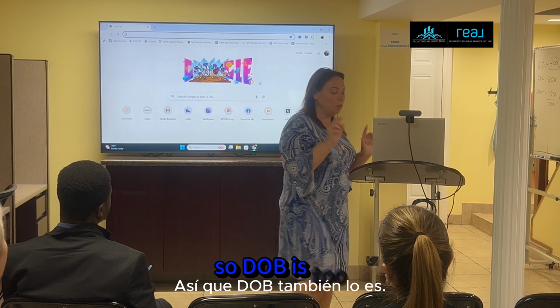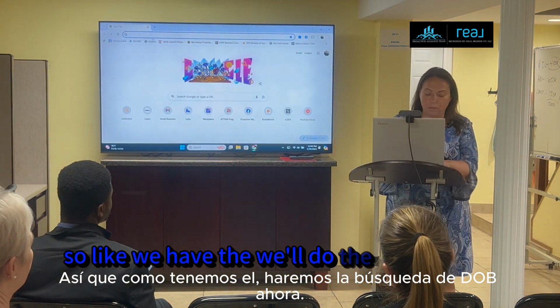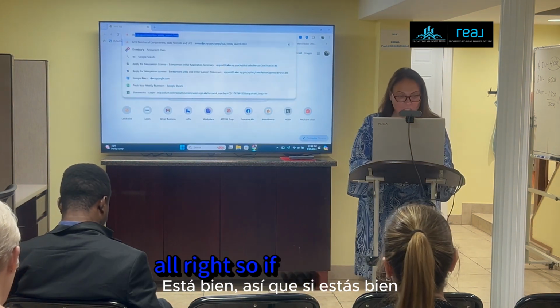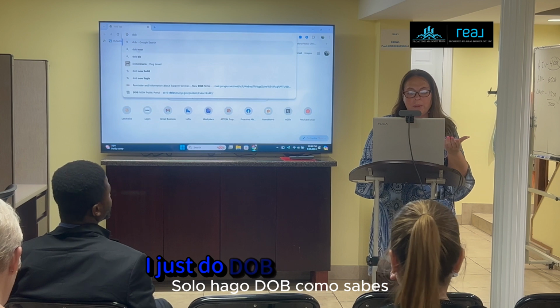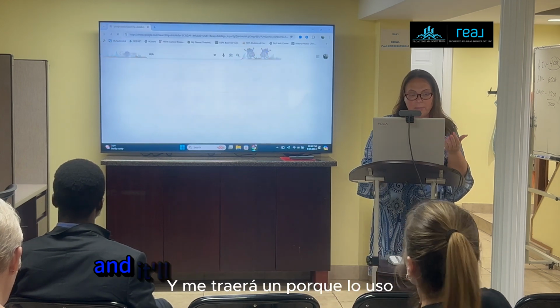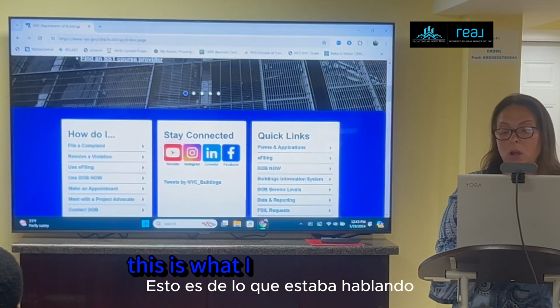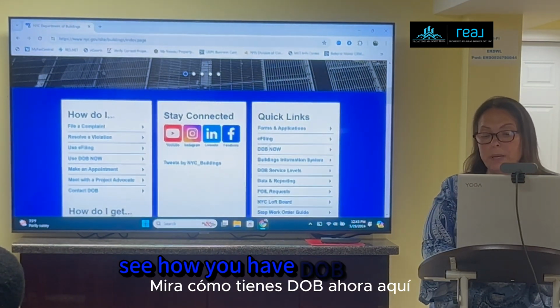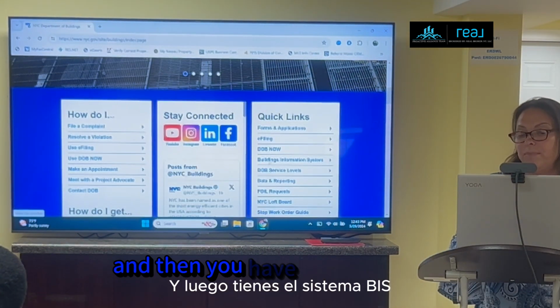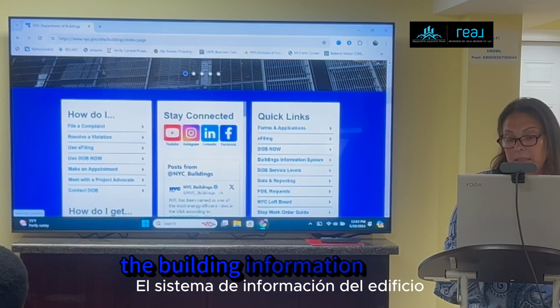So DOB is 2. So we'll do the DOB search now. I just type in DOB and it'll bring me on mine. Yeah, because I do use it. So you come down up to here. This is what I was talking about. See how you have DOB now here, and then you have the BIS system, the building information system.